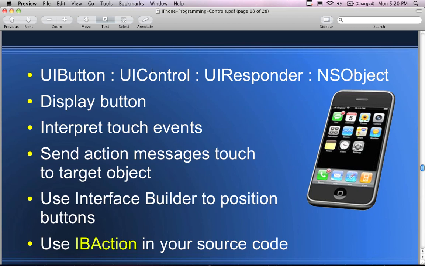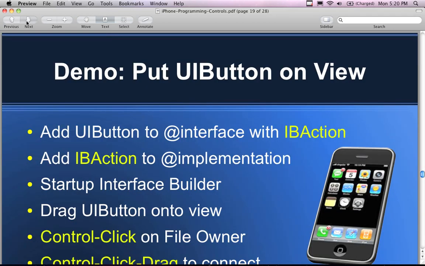So in terms of the content, we have a display button. We have an interpret a touch event. That might be a button functionality. We can send action messages from a touch to a target object. We can use Interface Builder to position those buttons. So we use the IBAction in your source code to connect the functionality with the button.